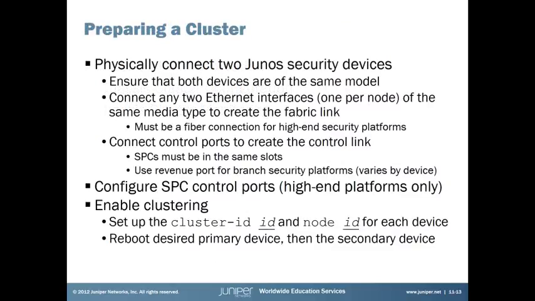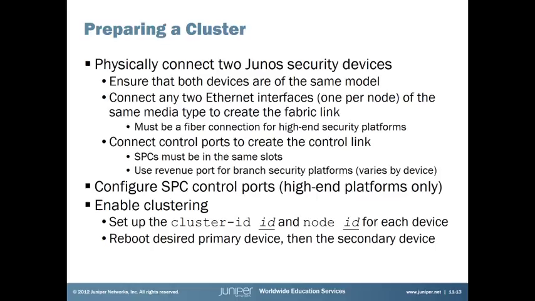So let's take a look at the configuration. First up, physically connect the two devices. Now, we already said earlier, last lesson, they need to be the same model. So really, what you want to do is get two identical devices. Any two Ethernet interfaces, one per node, of the same media type to create the fabric link. If you're using a high-end device, it's going to be a fiber connection, or on a branch device, Ethernet, Cat5, Cat6 is fine.